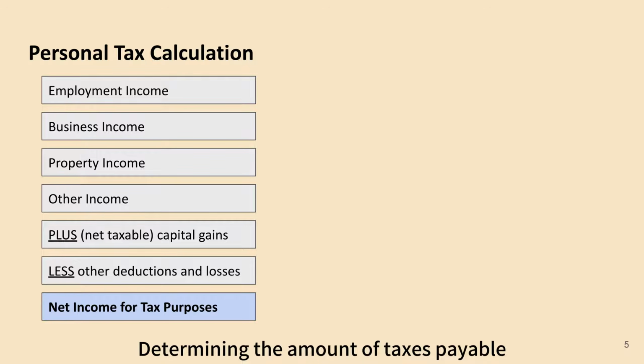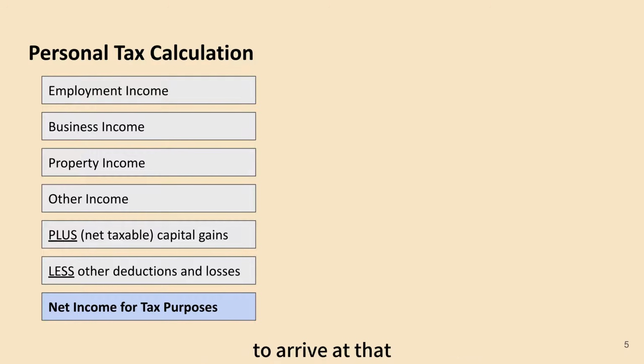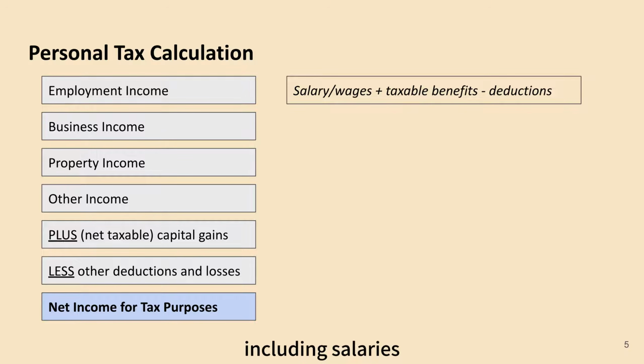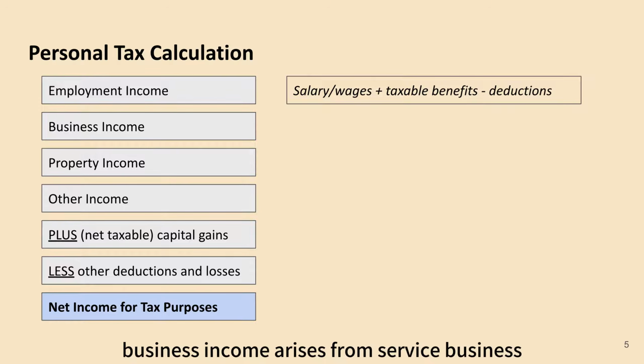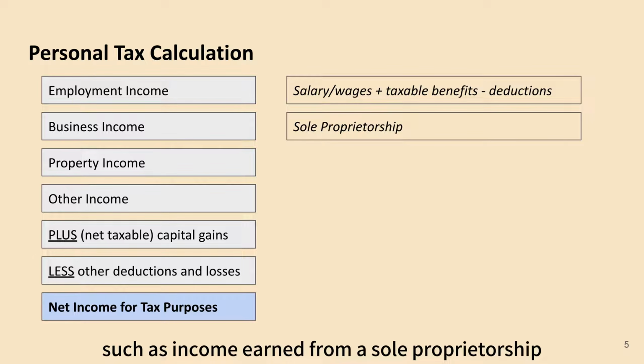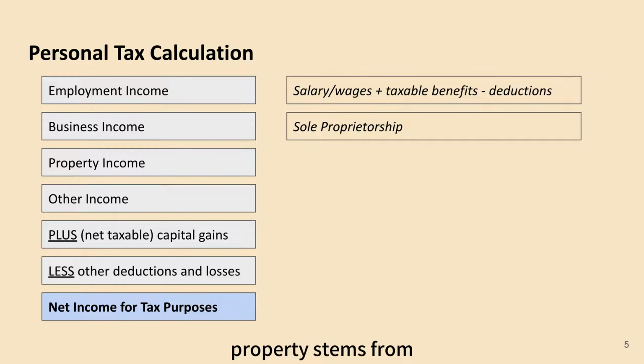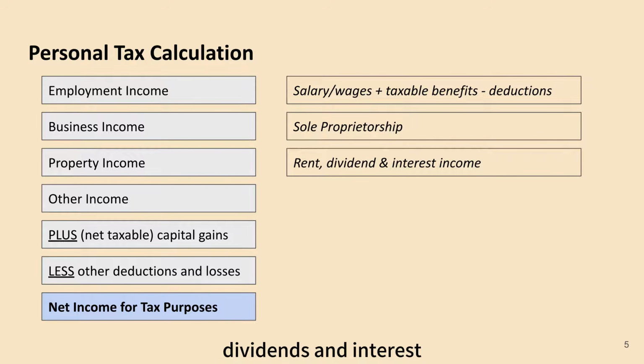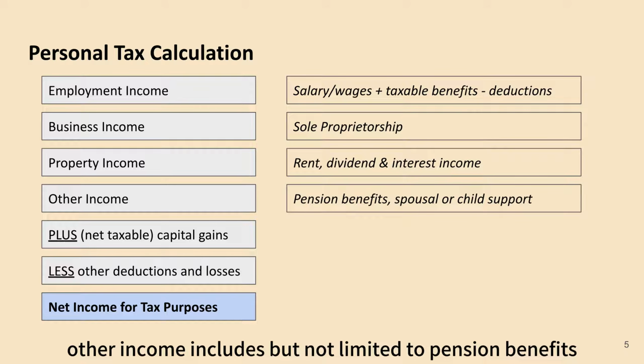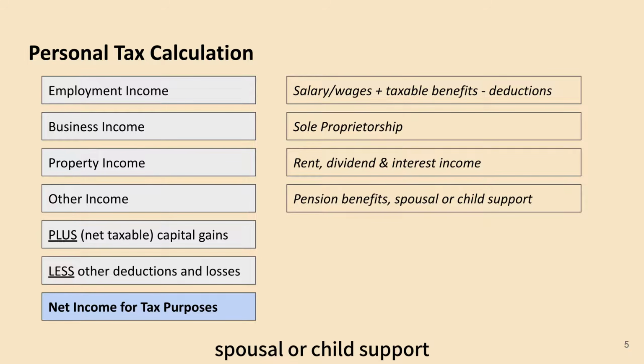Determining the amount of taxes payable begins with assessing income streams to arrive at net income for tax purpose. The primary income stream people receive is employment income, including salaries, taxable benefits, less eligible deductions. Business income arises from service business, such as income earned from a sole proprietorship. Property income stems from owned or used property, such as rent, dividends, and interest. Other income includes, but is not limited to, pension benefits, unemployment benefits, spousal or child support.